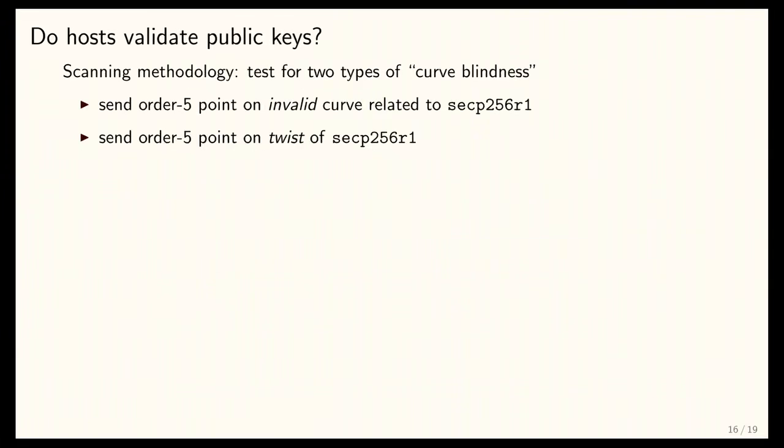So now we use internet scanning to see if hosts in the wild validated public keys. Our scanning methodology was to test for 2 different types of curve blindness. We send these low order points on an invalid curve related to the NIST curve and also on the twists of the curve. You don't really need to know what that means. The correct behavior for a host when it receives one of these invalid points is to shut down the connection.